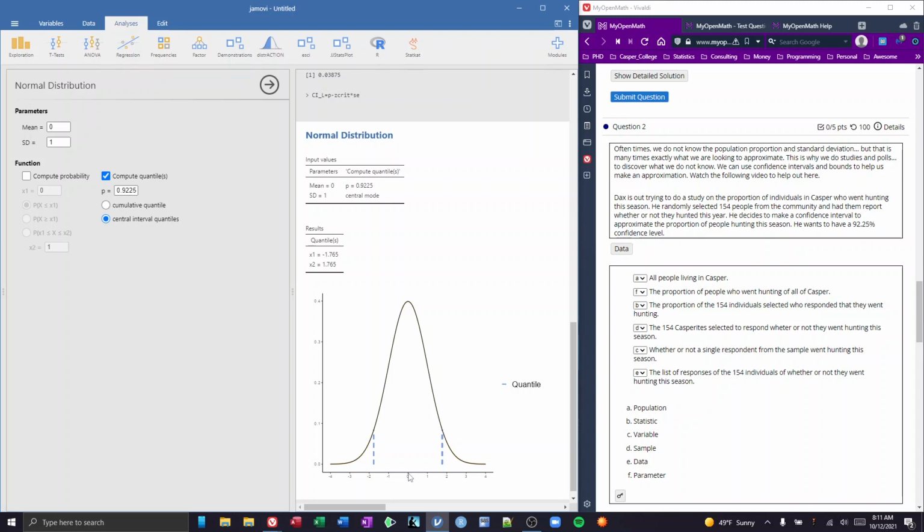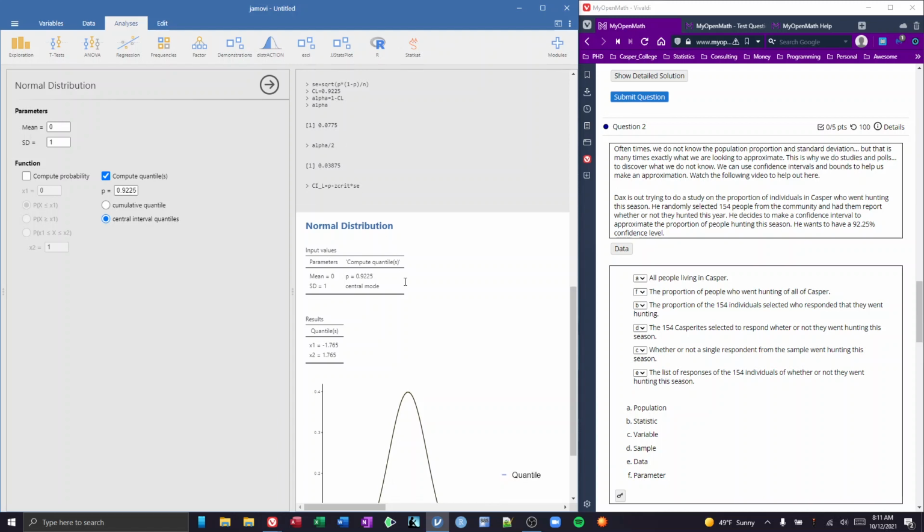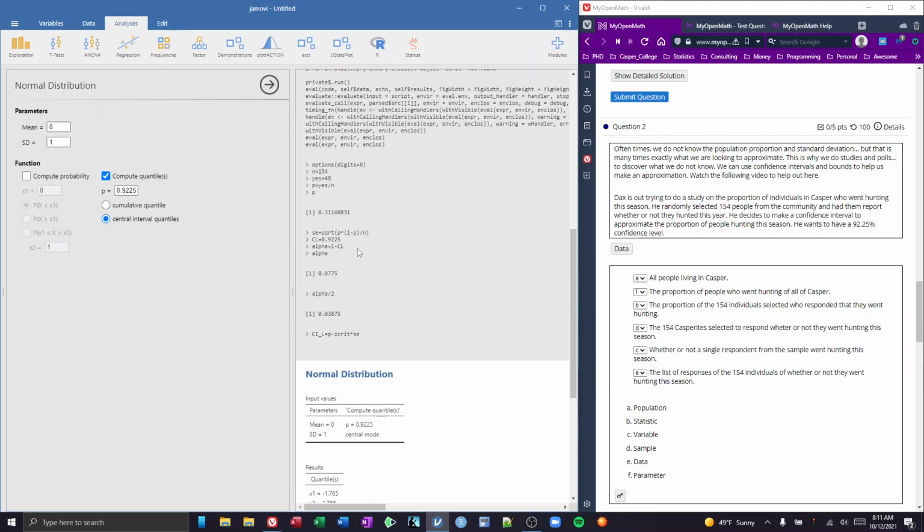We're going to do an interval from our sample proportion. We're going to go up and down a certain level to give us an interval, and we're going to cut off these tails. The amount that we're going to cut off is our alpha level of 0.0775. Okay, so let's keep this 1.765 as our z critical.